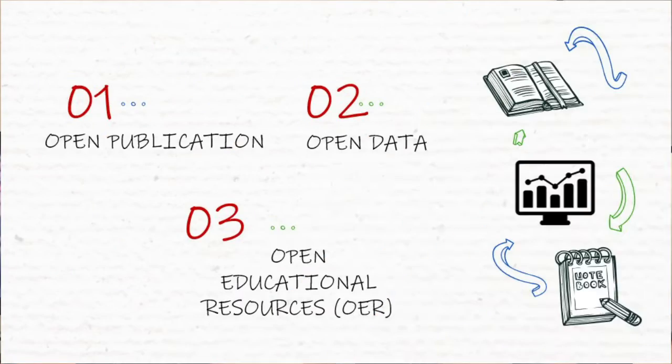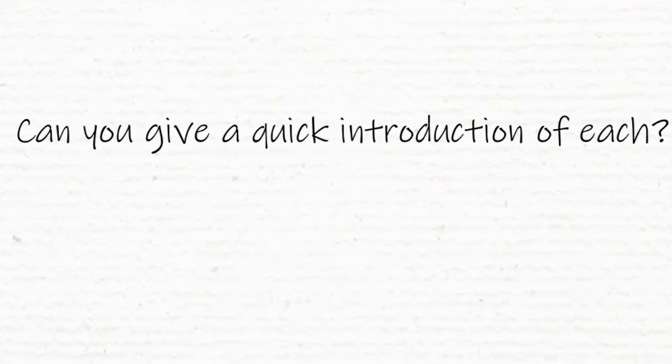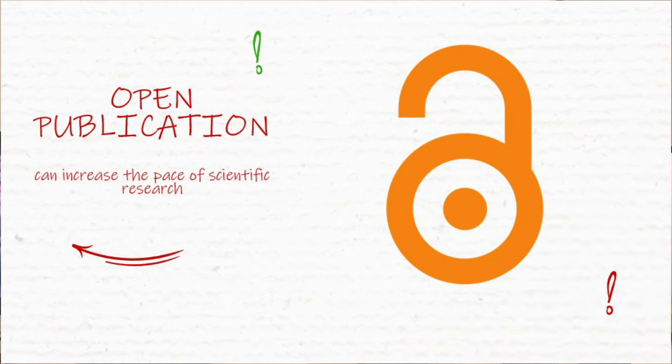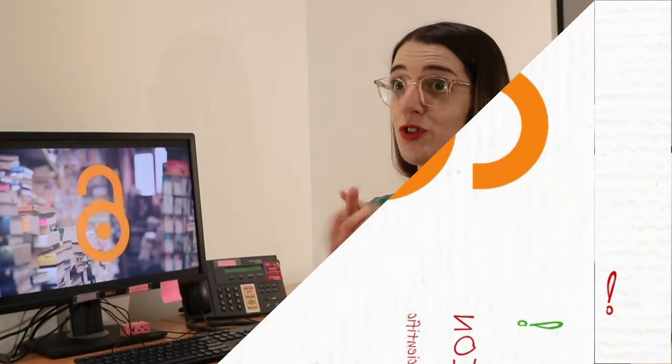So OA is a broad term that has a few branches, which include open publication, open data, and open educational resources. Can you give us a quick introduction of each? Yeah, absolutely. I'll start off with open publication. Open publication refers to free and unlimited access to research output. That can be things like journal articles, books, and theses.